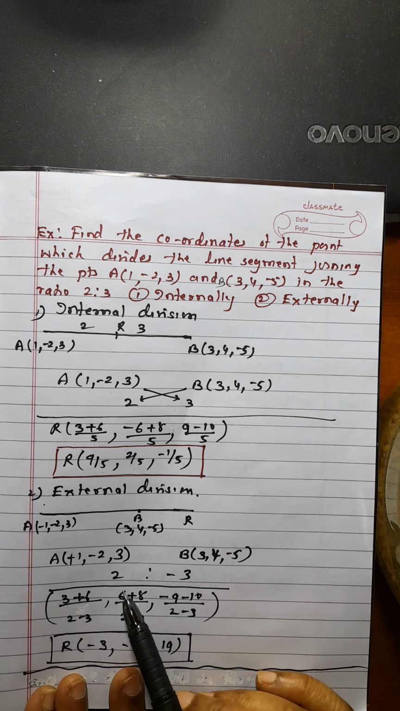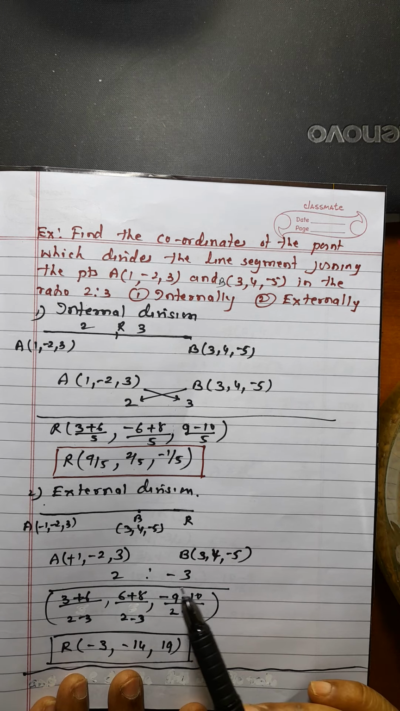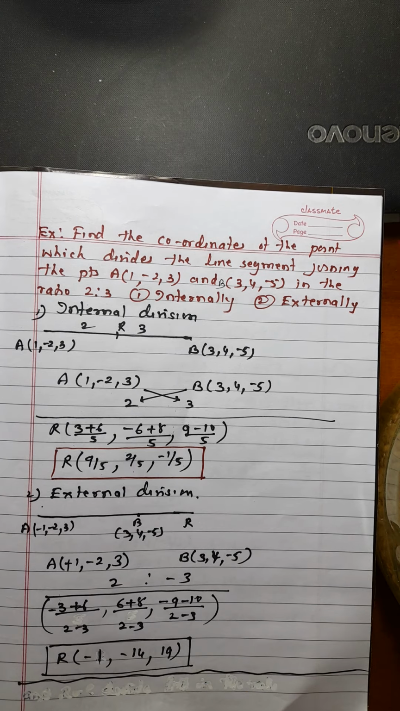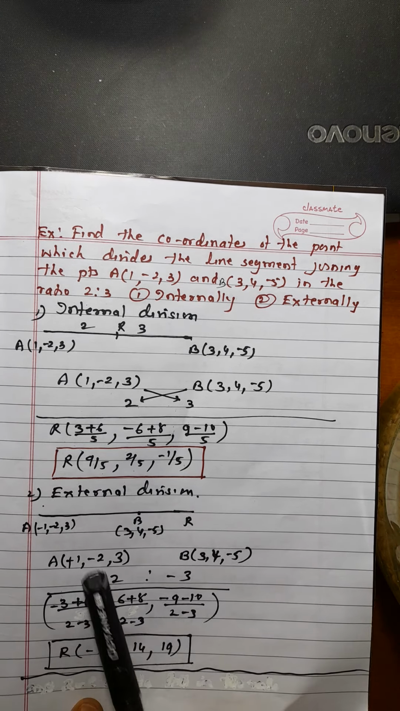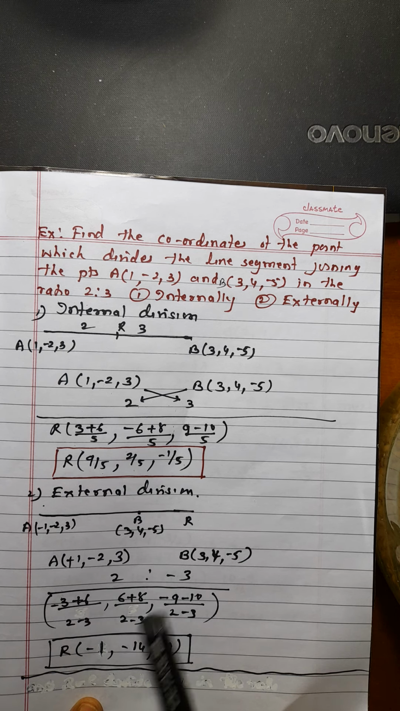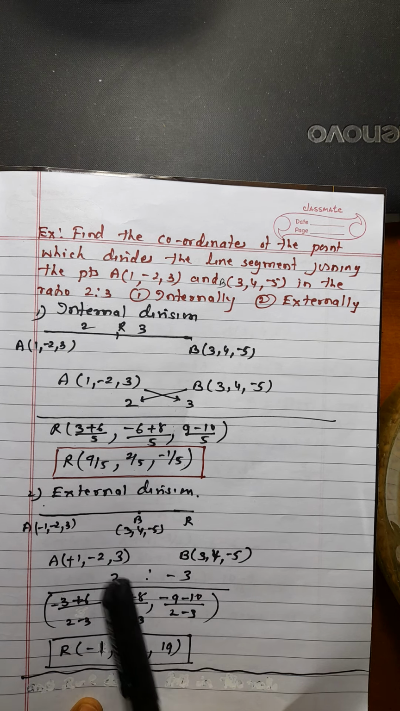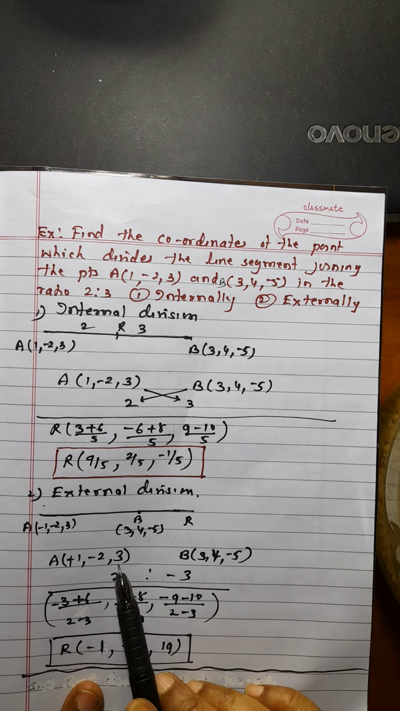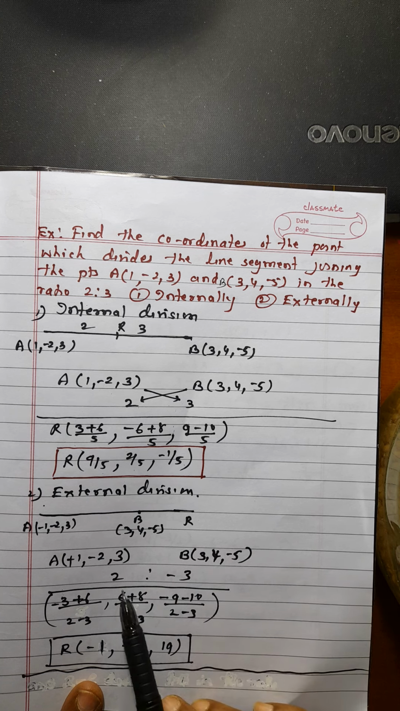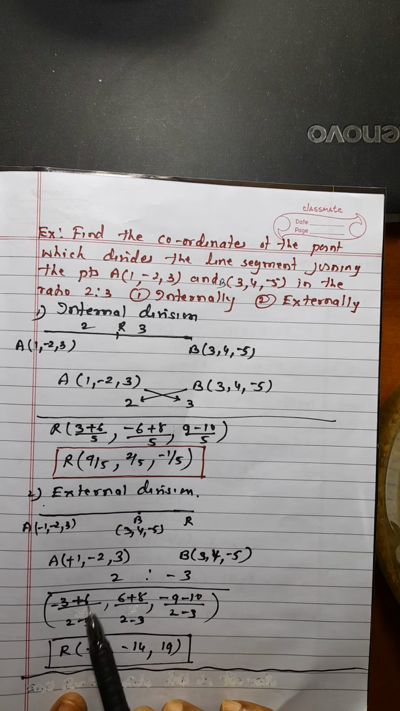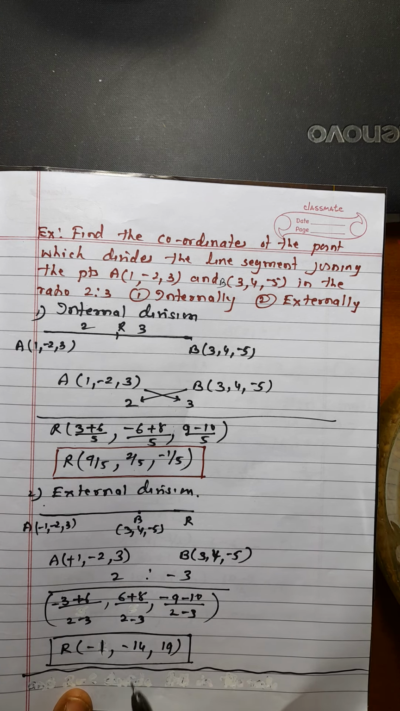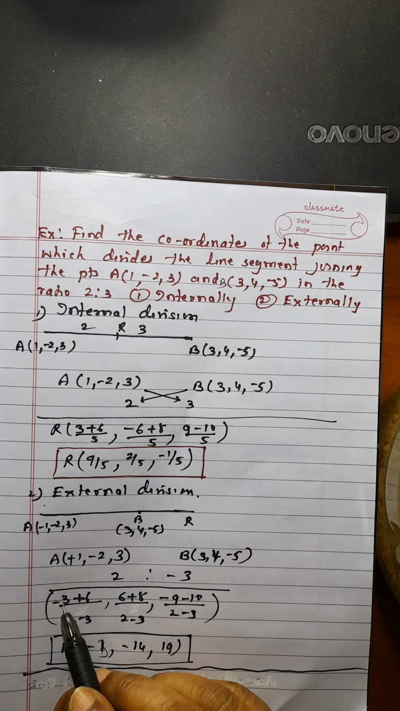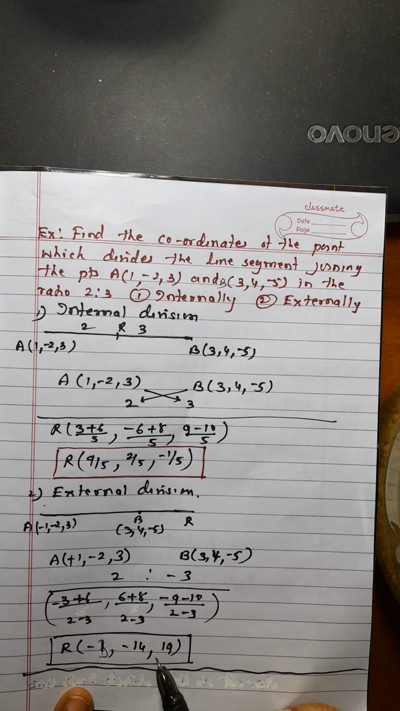For external division you write one negative. So here you write one negative. Now you cross multiply. Minus 3 plus 6 divided by 2 minus 3. Plus 6 plus 8 divided by 2 minus 3. Minus 9 minus 10 divided by 2 minus 3. This will become plus 3 upon minus 1. Minus 3, sorry, here it is. Plus 3 upon minus 1 is minus 3.